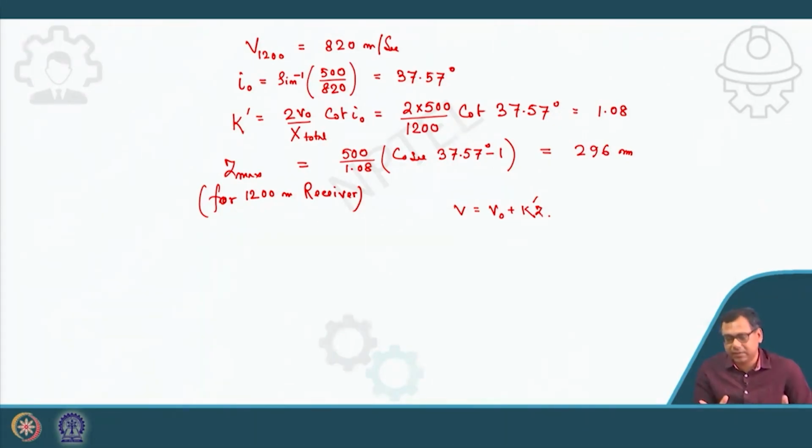Otherwise, the velocity you will get if you know V0 and K dash. Suppose you use all the geophone data, then you will get say 15 K dash values. Then the average of those 15 K dash values will give you the K dash. You put that here, V0 is constant, so that will give you the expression of V. And Z max for every receiver you can calculate. I have shown only two cases, the 700 meter receiver and the 1200 meter receiver. So I think this is the end of this part.